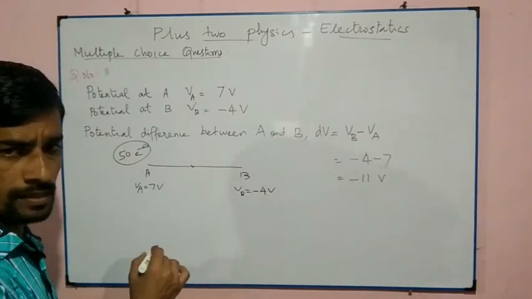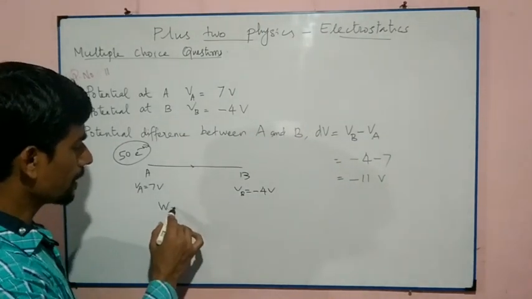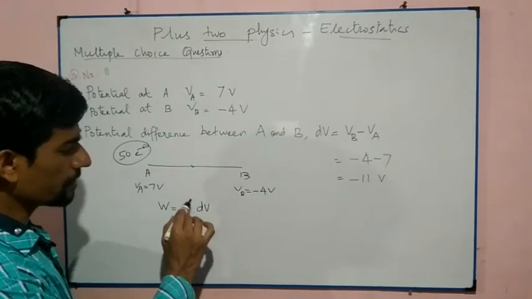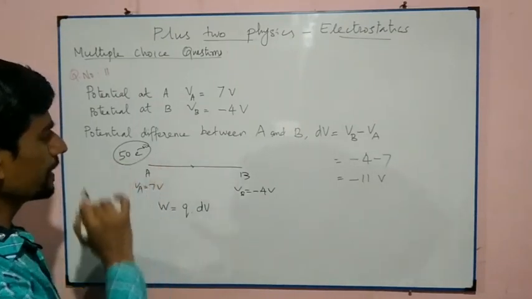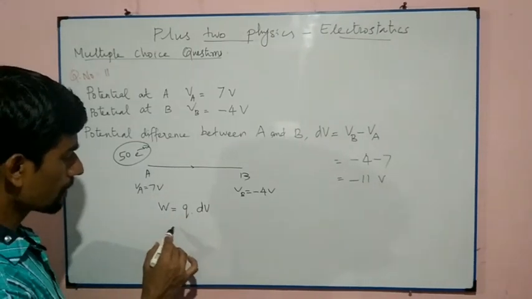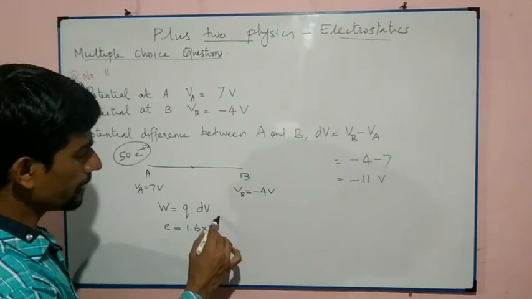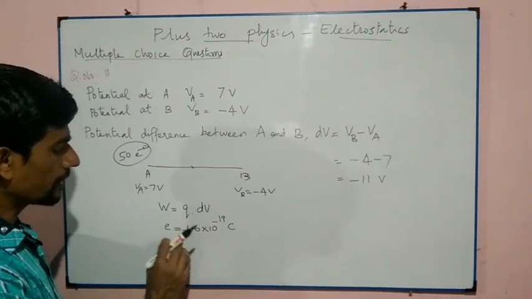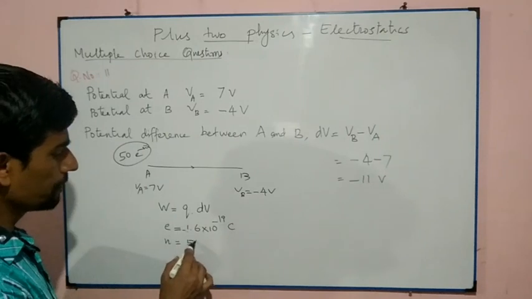According to our concept, the work done is given by work done is equal to charge into potential difference between the 2 points. The charge is 50 electrons. So we can write, charge of 1 electron is equal to 1.6 into 10 power minus 19 coulomb with a negative sign. This is the charge of 1 electron, and there are 50 electrons. So N is equal to 50.